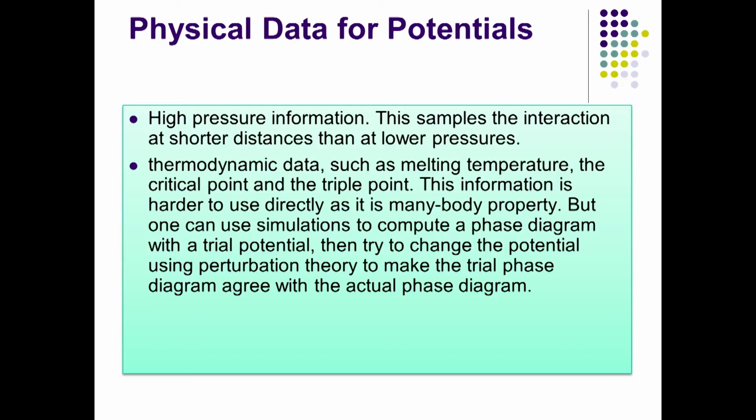And then finally, thermodynamic data such as melting temperature and the critical point and triple point, this information is harder to use directly. However, we are looking at many-body properties here, and it gives you some idea about the cohesive energy. That means, if I am in the solid phase and I am going away, then I am overcoming this cohesion energy, and that is what is important for us to understand in terms of physical data. So, all this physical data is essentially sampling different parts of the semi-empirical potential function.